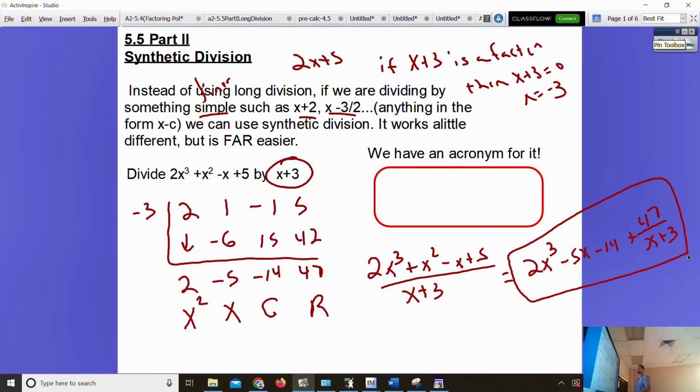Now I mentioned a little acronym for this. The acronym is pretty simple. It's drop, multiply, add, with a repetition of the multiplication and the addition. Because we drop, then we multiply and we add, we multiply and we add, we multiply and we add. I wish it was DAM. I could say DAM all day long. But it's not, it's DMA.